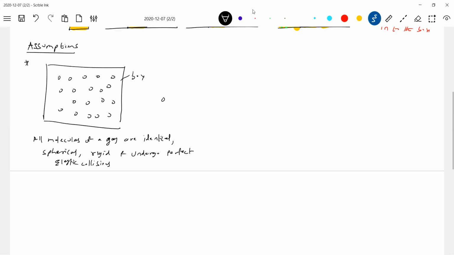That's the one property. Next, what is the state of them? They'll be moving randomly. I think I'll put one postulate here.